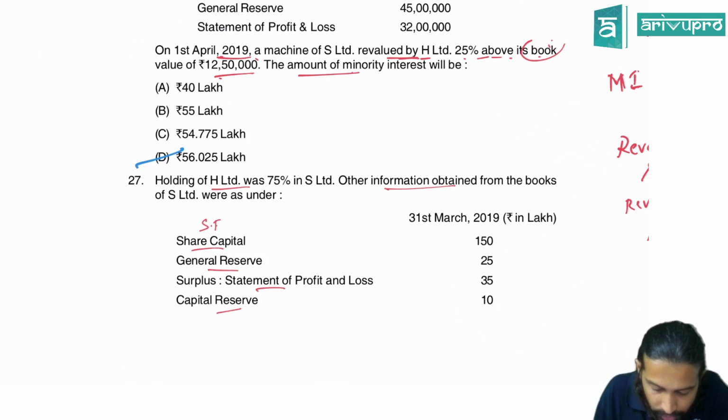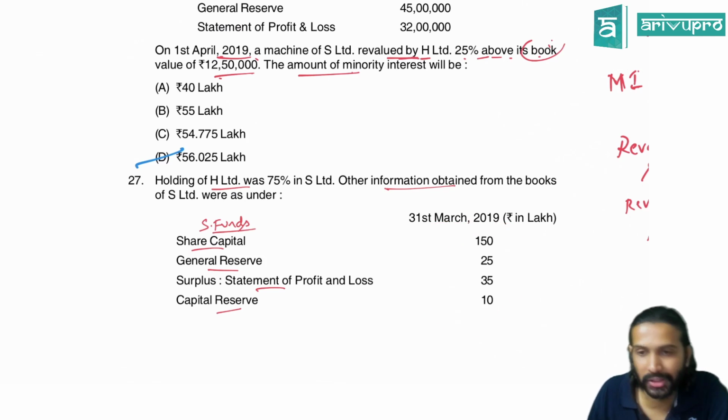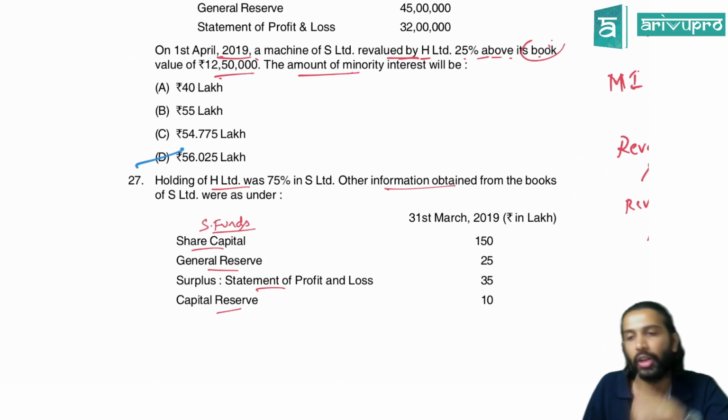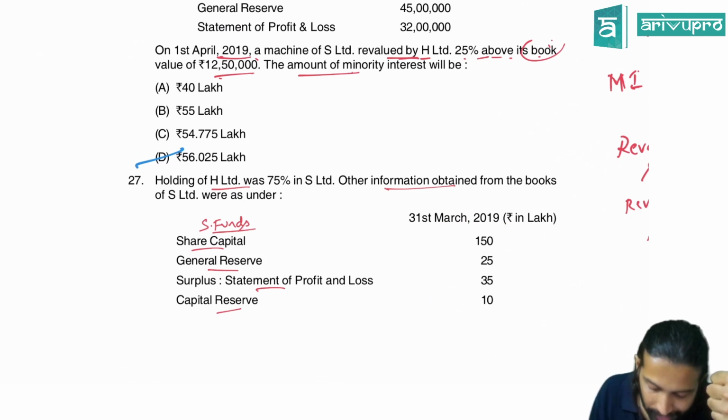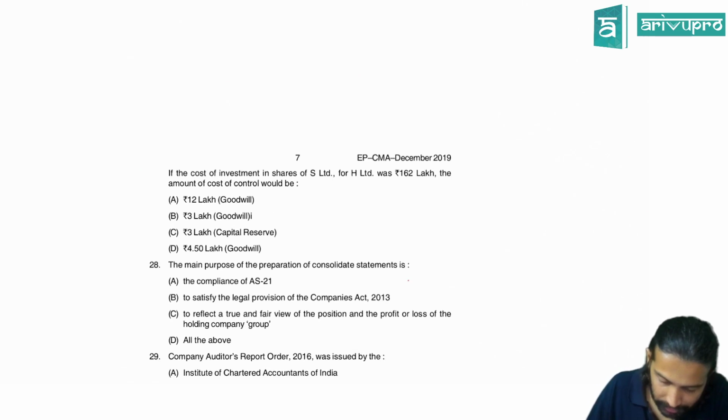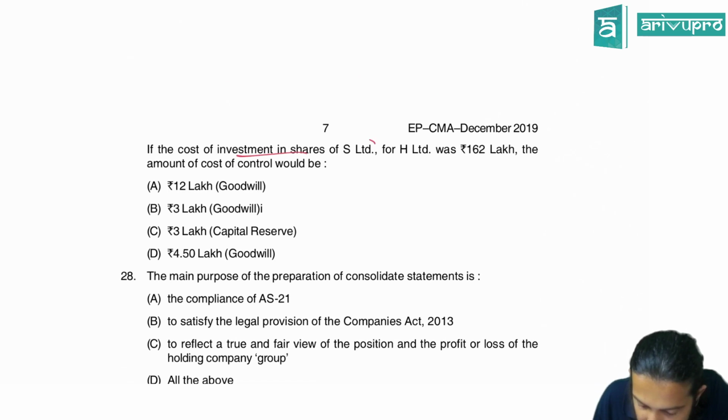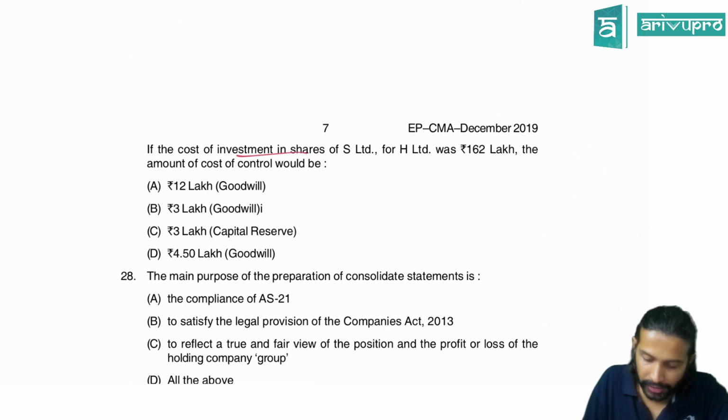If you check what all this is, it is shareholders funds. So they've given all these numbers in lakhs. If you add all this, you're going to get shareholders funds. That is nothing but net assets of S Limited, because all this data pertains to S Limited only. Okay, next, what have they given? Cost of the investment of S Limited. H Limited, H only, no?